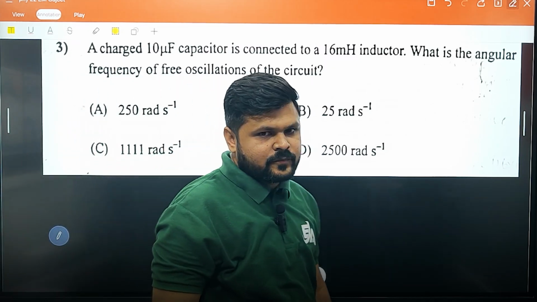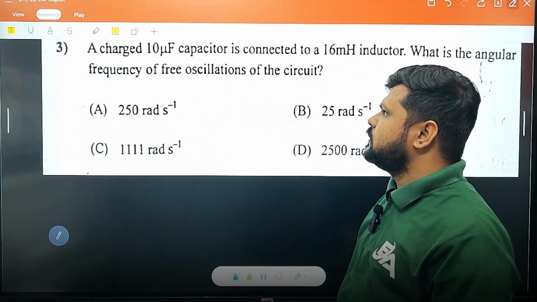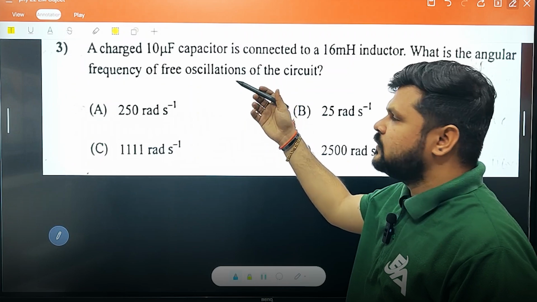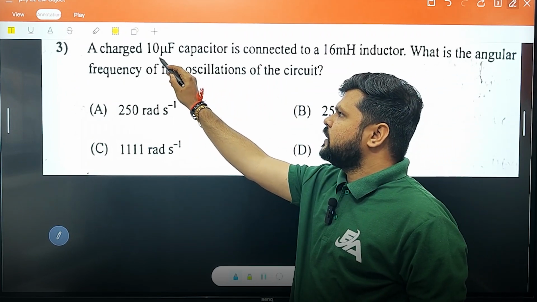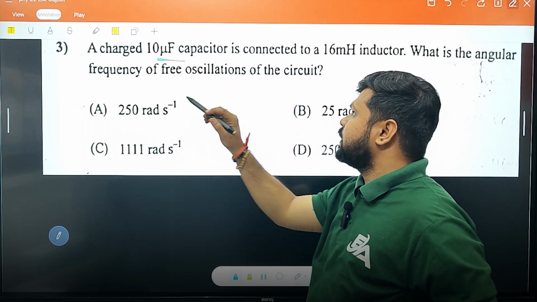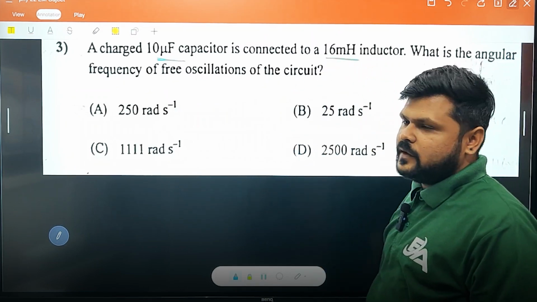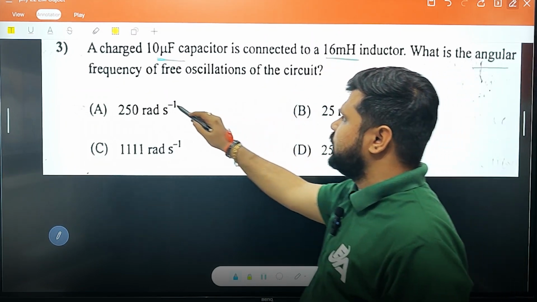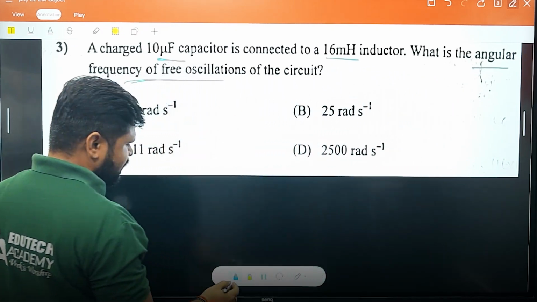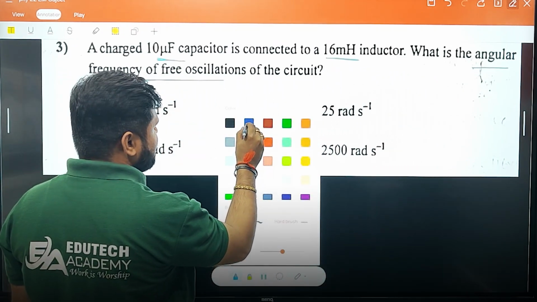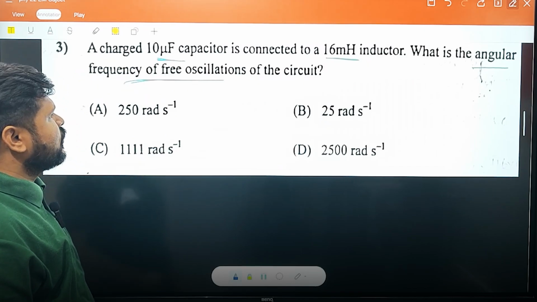Here we are given an LCR AC series circuit where there is no resistance, only a capacitor of 10 microfarad and an inductor of 16 millihenry. So what will be the angular frequency of free oscillation? That is the question. Now, what is the angular frequency of free oscillation?